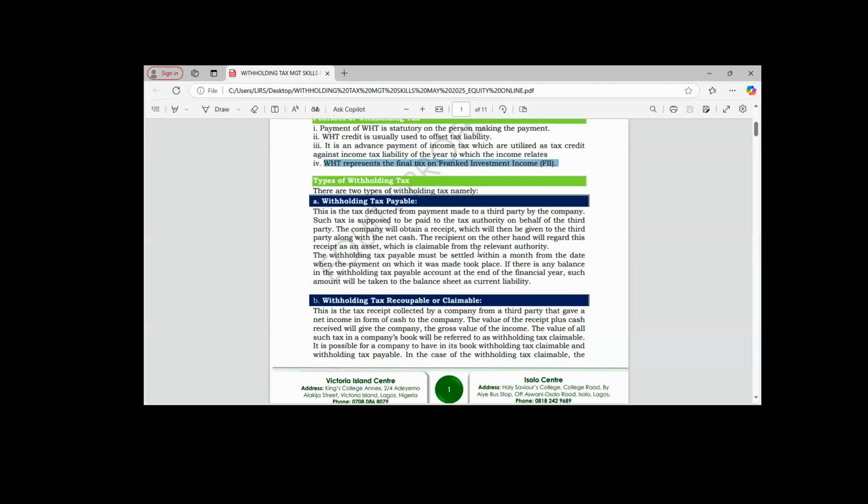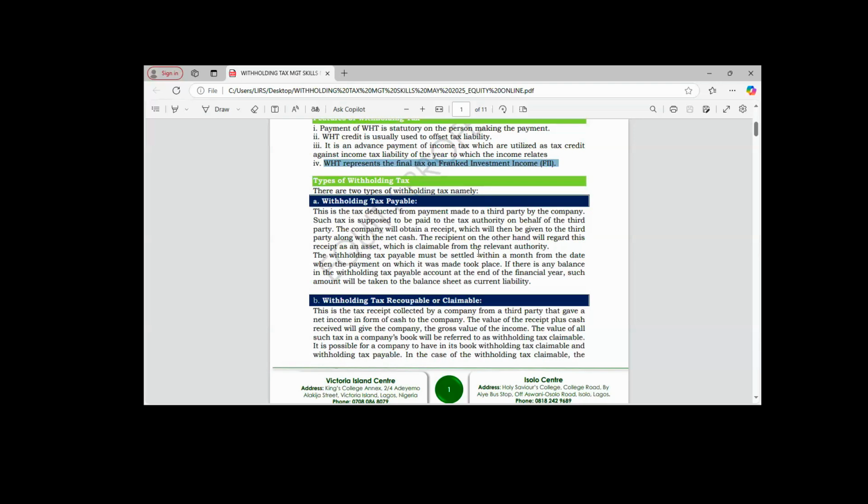So once they remit it, that means Kunle, the person who suffered that withholding tax, will be able to use it to reduce his tax liability. And this amount is expected to be remitted on or before the due date.